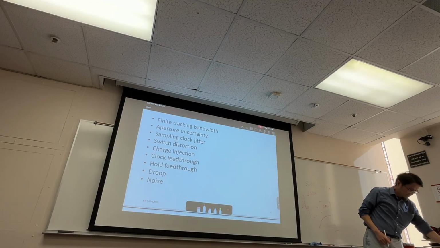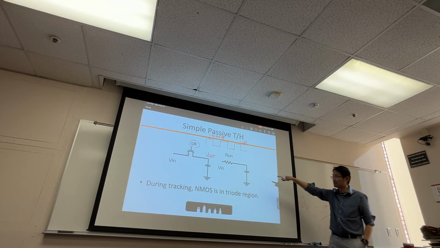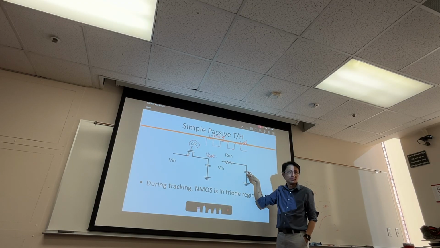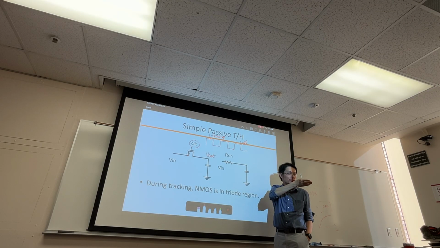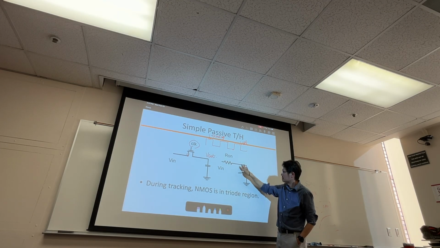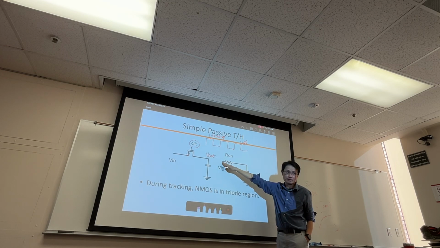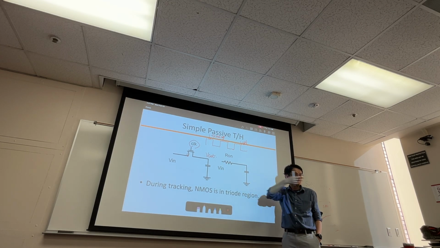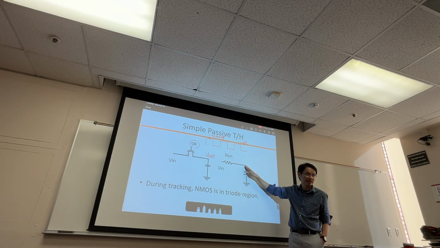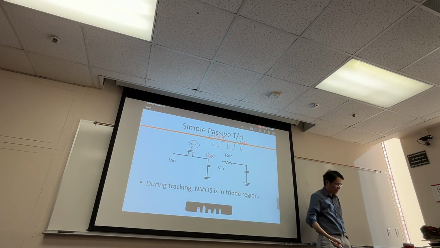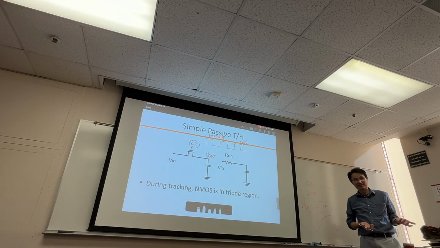You have R, you have a C. RC, we call this a pole. It's like a pole, right? What kind of filter is this? If you look at the low pass, you have a 3 dB pole frequency. So you have this RC low pass filter, essentially. So the track and hold circuit essentially is like a low pass filter, right?